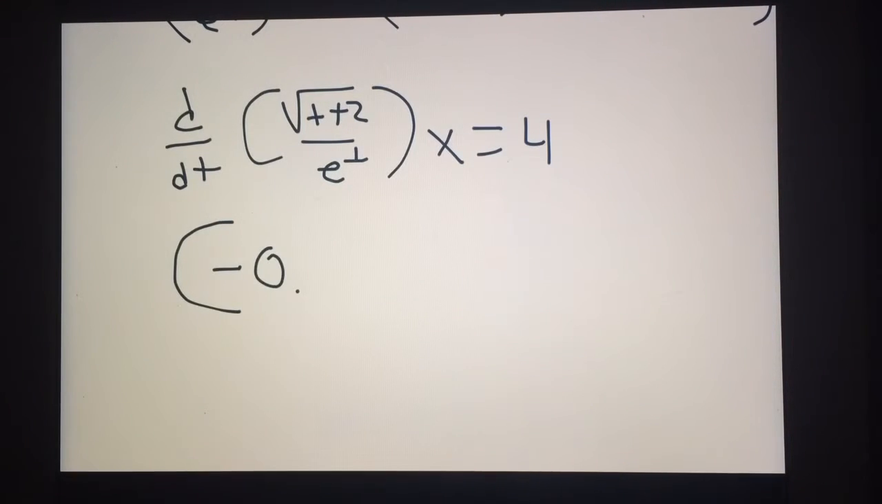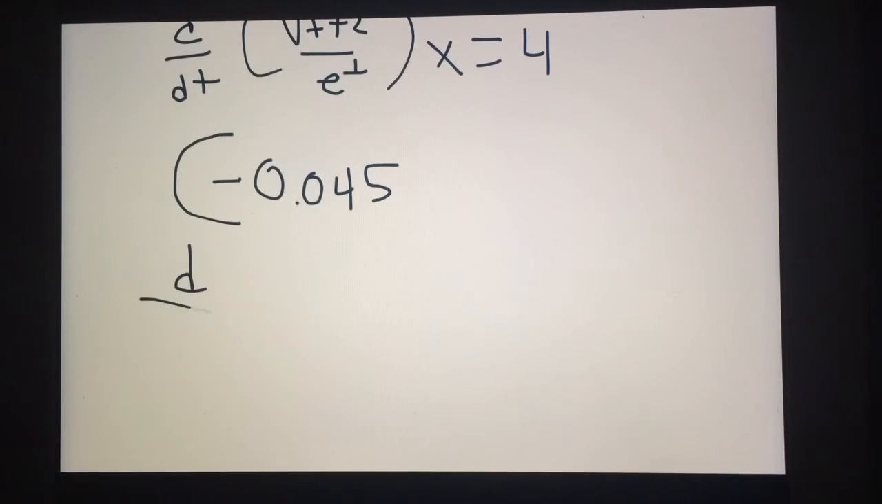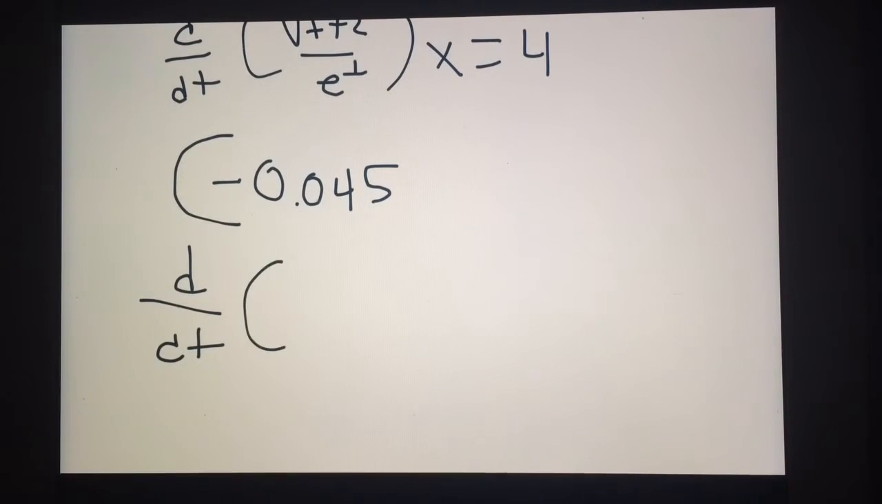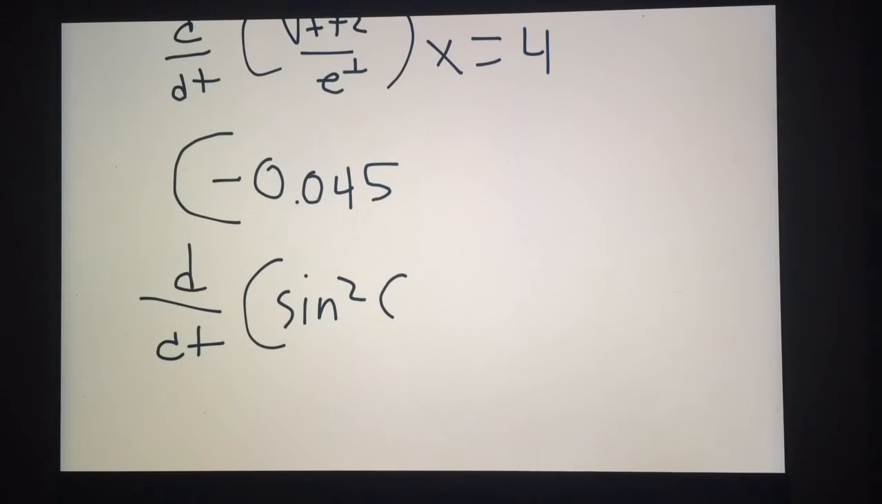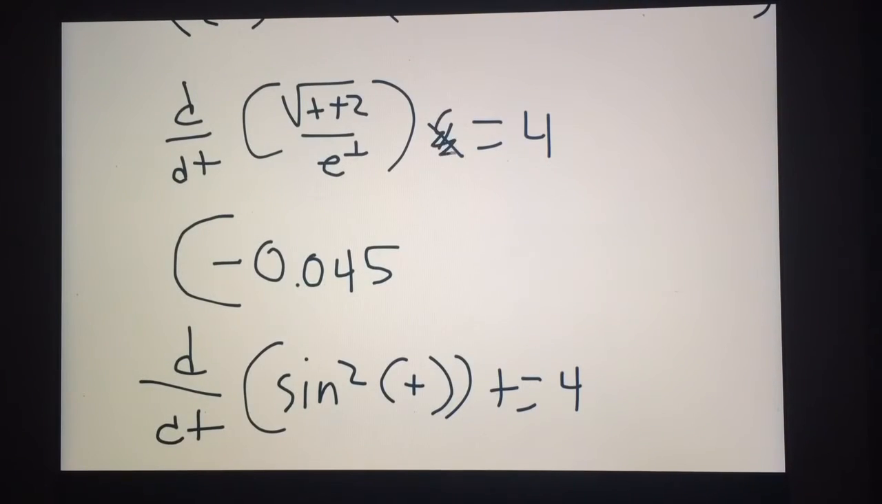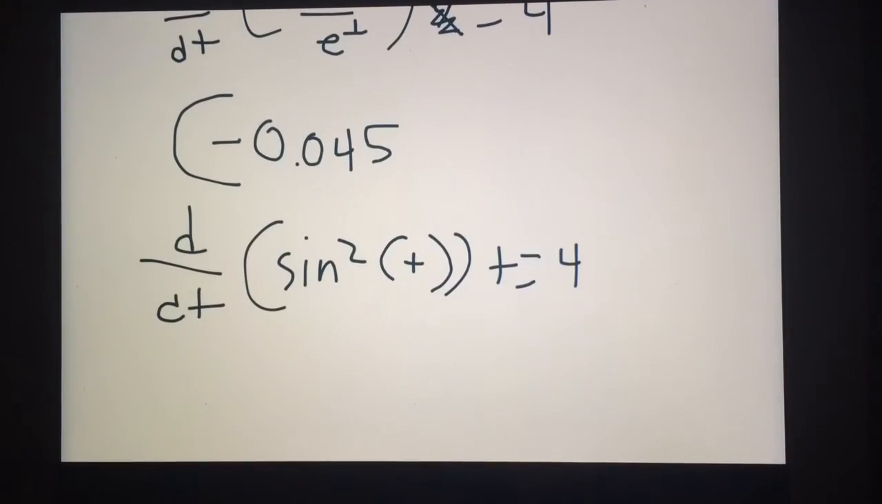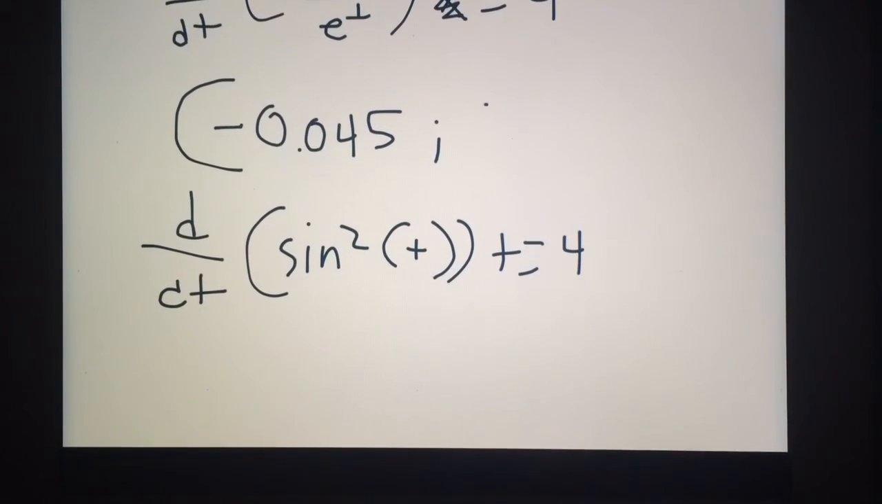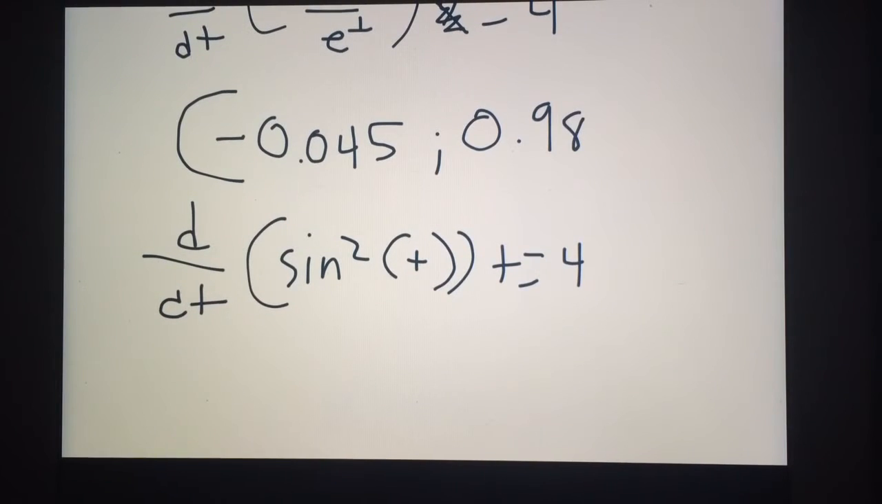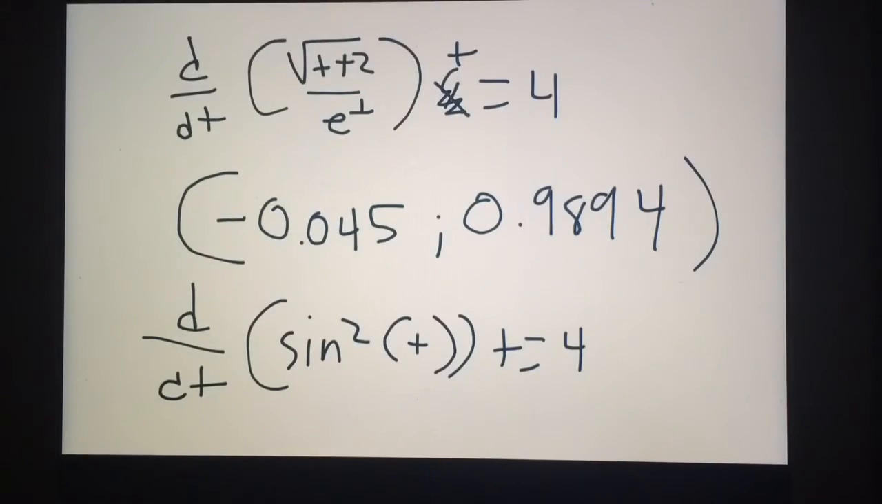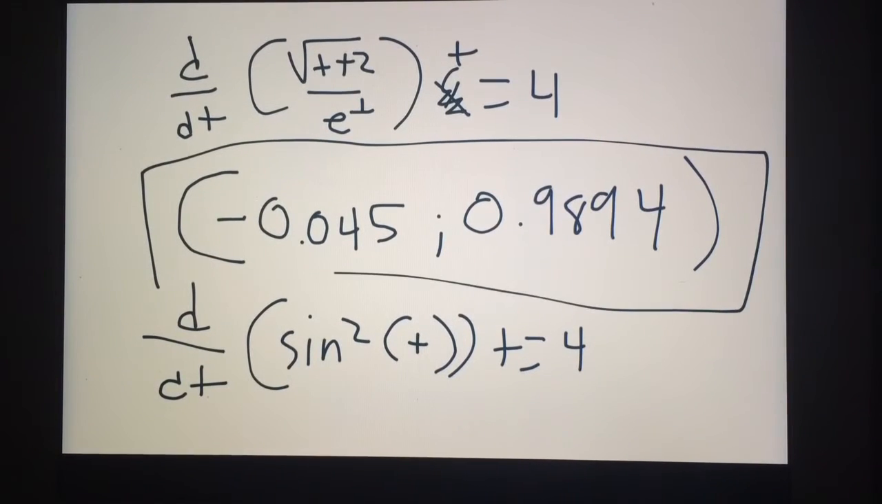negative 0.045, and if you do the derivative of sine squared of t at t equals 4, you get 0.9894. And there's your answer. There's your acceleration vector.